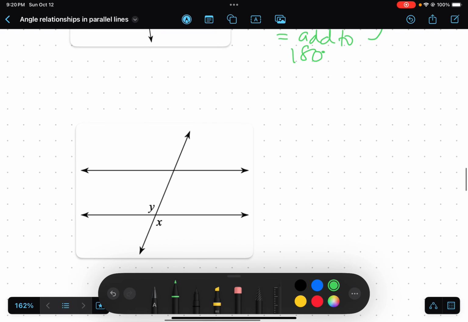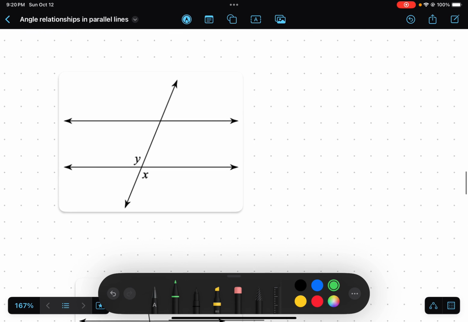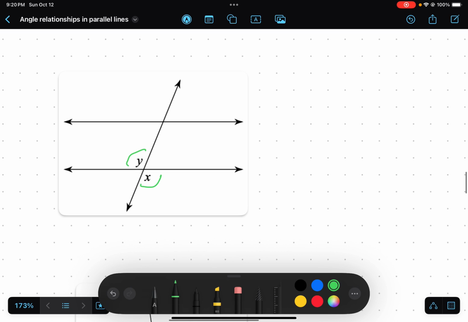Let's look at this last example. This is another one we've already studied: these angles are just across from each other. So these are vertical angles and they are congruent.